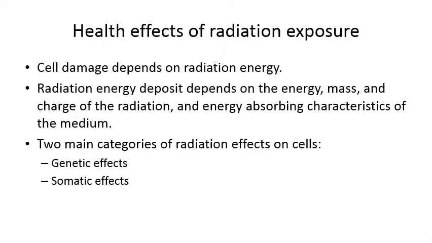The extent of the cell damage caused by a radiation exposure depends on the amount of the radiation energy it exerted. The way radiation deposits energy depends on the energy, mass, and charge of the radiation, and the energy-absorbing characteristics of the medium. There are two main categories of radiation effects on cells that are of concern. First, the genetic effects, which is concerned with DNA damage and heritable defects. Second, the somatic effects, which occur at higher doses, and are related to cell death.